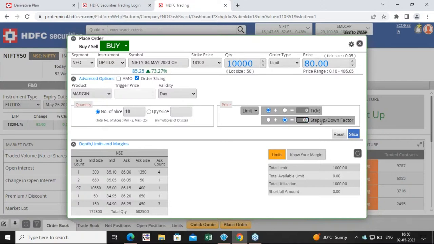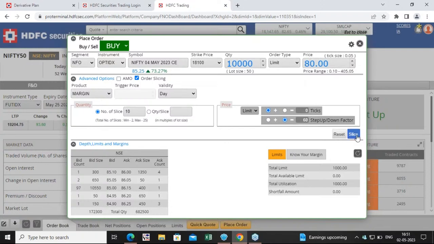Why? Because the tick size is 0.05 and you want to place the order with a difference of 3 rupees. So 3 divided by 0.05, that is 60. So how many ticks do you want to place? So if you want a difference of 4 rupees, then you do 4 divided by 0.05, what would be the answer? You just note it down over here. You have to type it here. So I want a difference of 3 rupees, so I have placed 60.